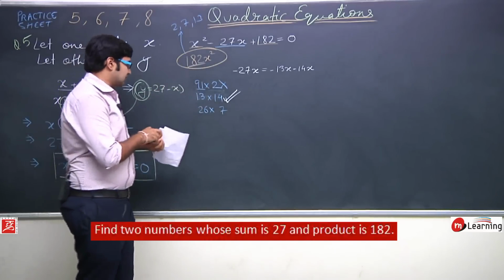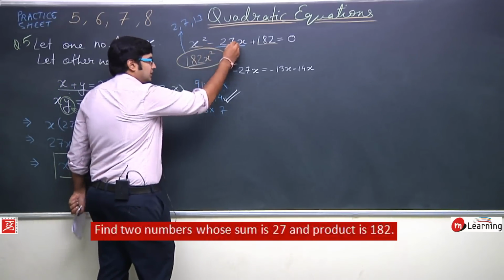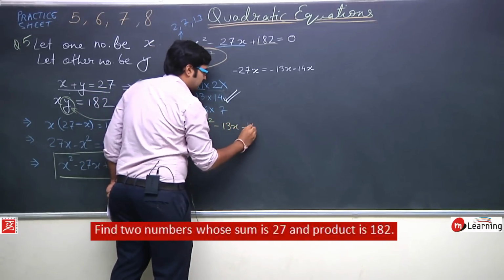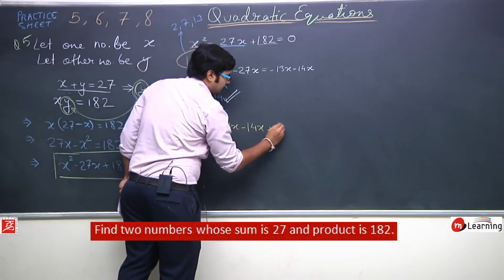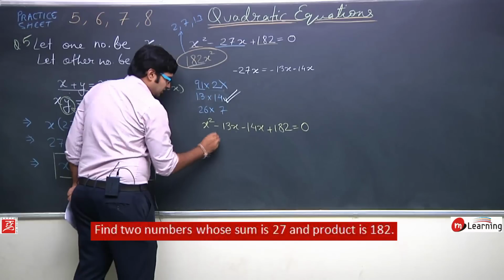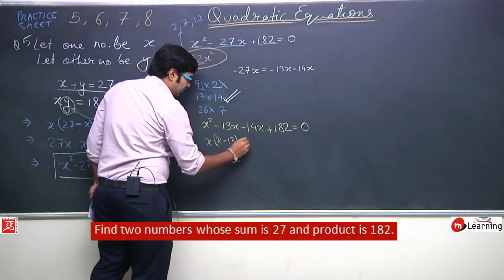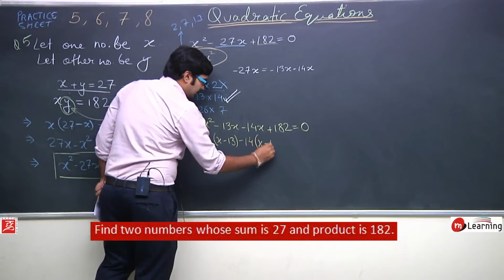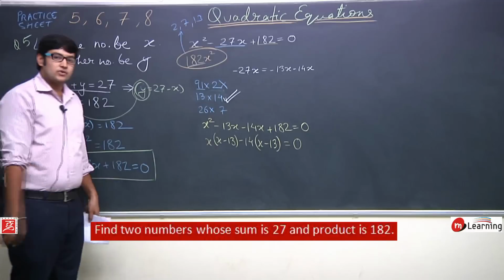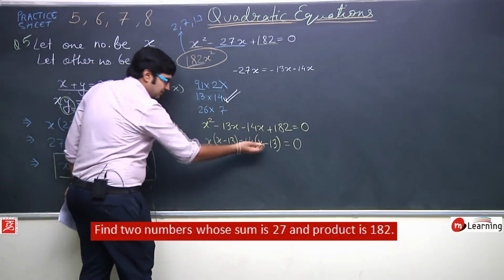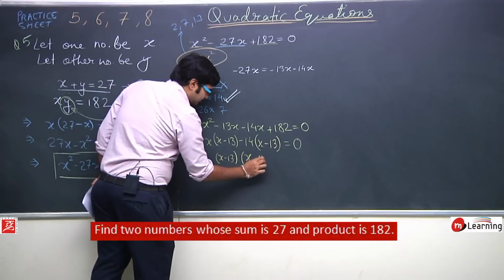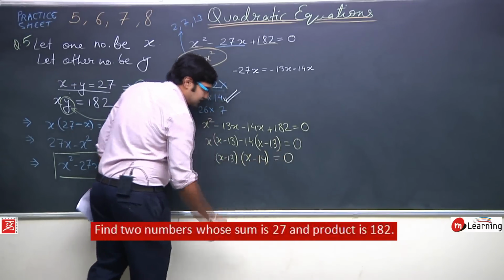Now solving this equation by splitting the middle term, this equation will become x square minus 13x minus 14x plus 182 is equal to 0. Now taking x common, x minus 13, and minus 14 common, x minus 13, this is equal to 0. Then x minus 13 is common, so in the bracket it will be x minus 14, equal to 0.